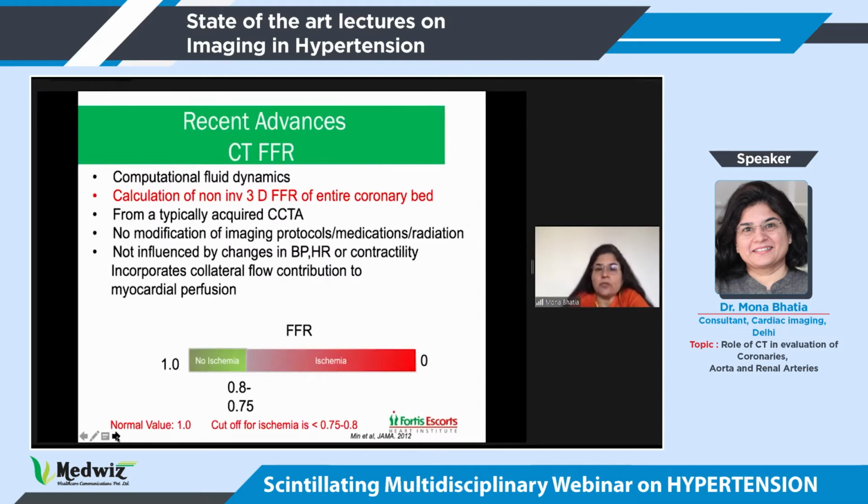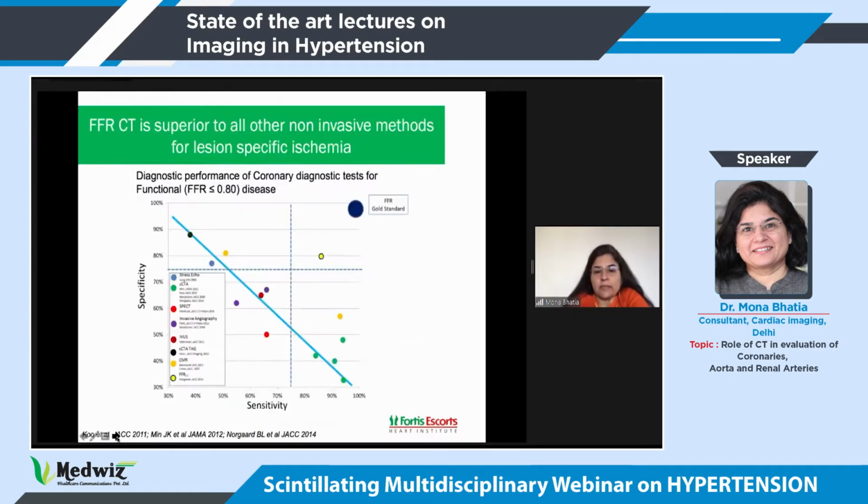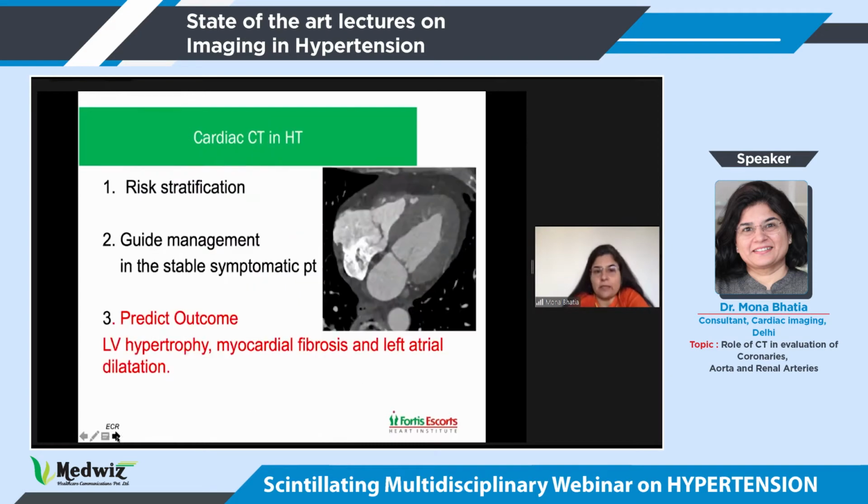Recent advances also allow CT-FFR to be evaluated, where we can calculate the non-invasive 3D FFR of the entire coronary bed from a typically acquired CCTA. And in fact, the FFRCT is superior to all other non-invasive modalities for lesion-specific ischemia. Last but not the least is predicting outcome.